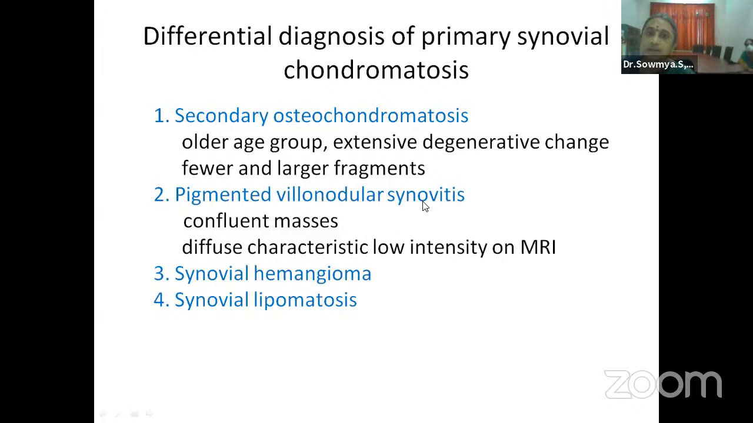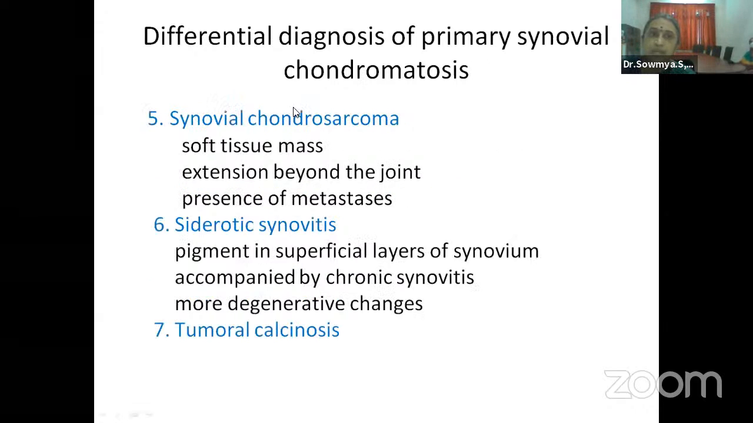Pigmented villonodular synovitis, where again you can see chondroid metaplasia, or synovial hemangioma, lipomatosis. In all these conditions, you can see chondroid metaplasia. So we have to be ruling out all these conditions before wording it as a primary synovial chondromatosis. Then it can also be a synovial chondrosarcoma. Synovial chondrosarcoma, if you see, it will be a soft tissue mass, and there will be definitely extension beyond the joint, and there will be presence of metastasis. This I will tell you once again, what are the differences and how to go about.